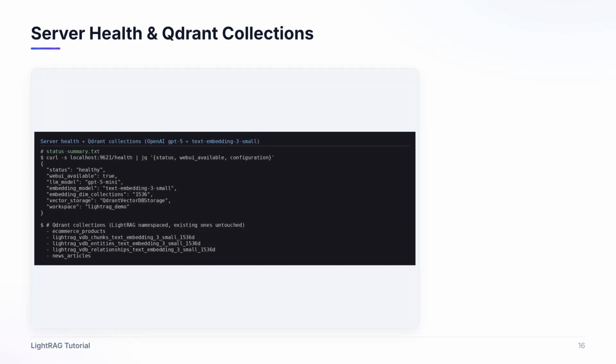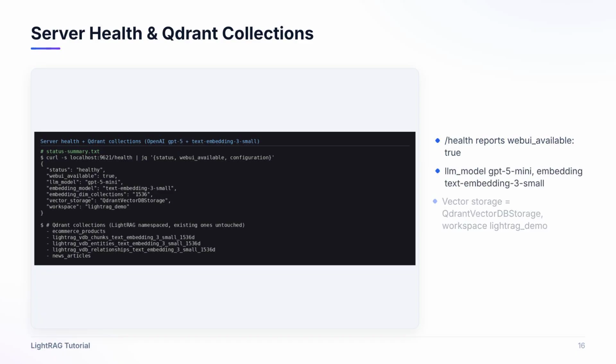A quick health check confirms everything is wired correctly. The server reports the web interface is available. The language model is GPT-5 mini. The embedding model is text-embedding-3-small. And the vector storage is Qdrant, namespaced to the LightRAG demo workspace. Importantly, LightRAG created its own collections right next to the pre-existing ones, leaving them untouched.